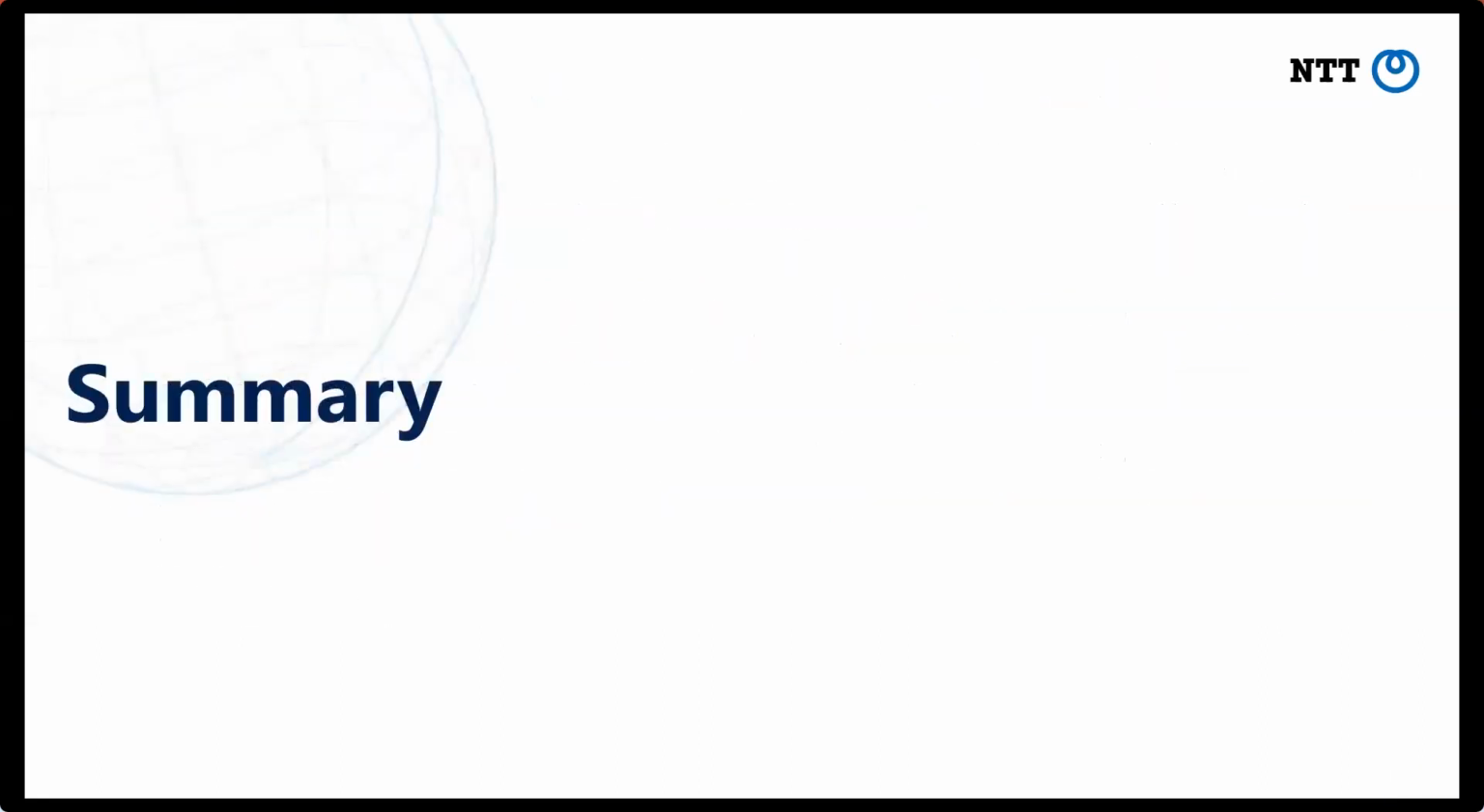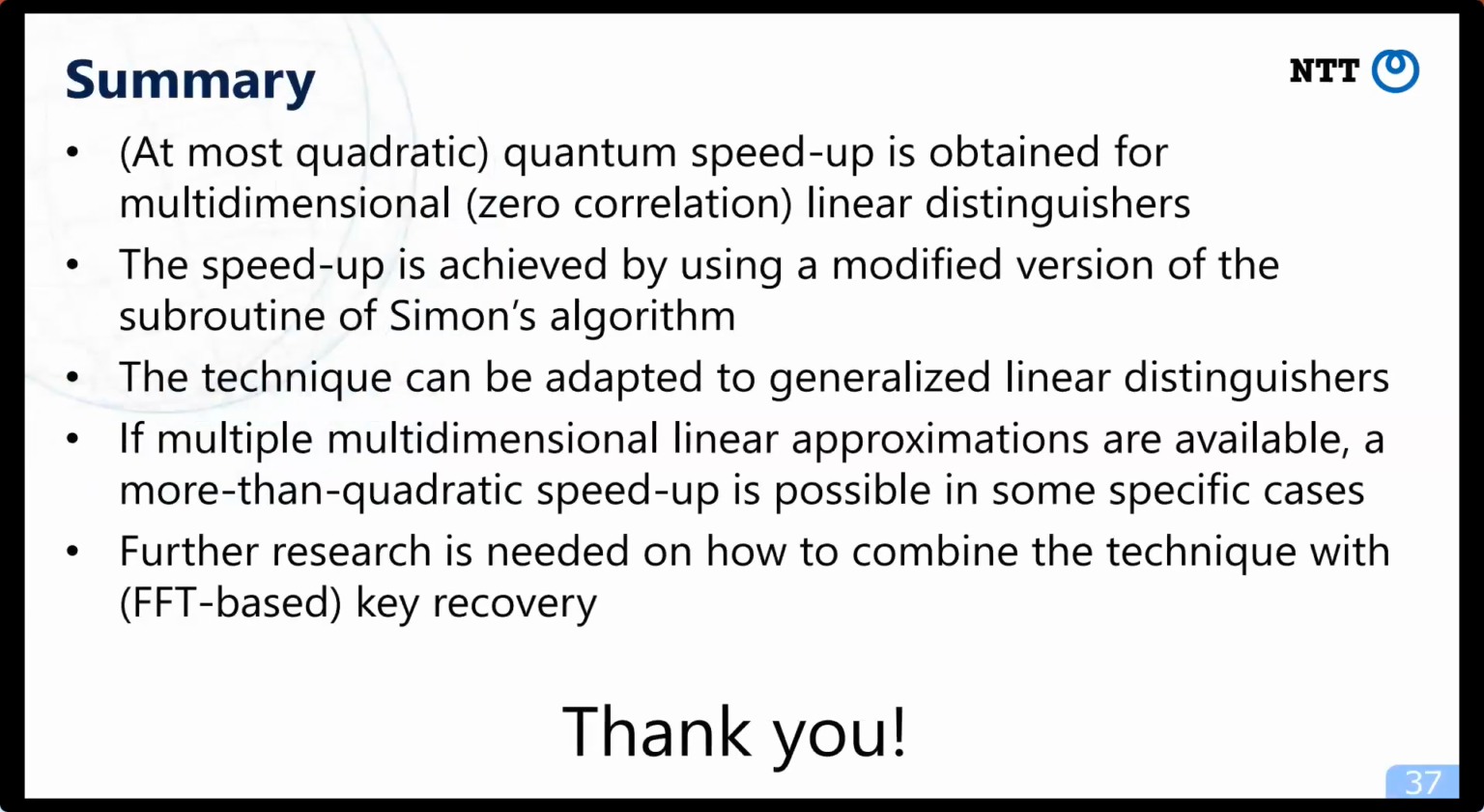Finally, I'd like to summarize today's topic. In our paper, we found at most quadratic quantum speedup for multi-dimensional and multi-dimensional zero-correlation linear distinguishers. The speedup is achieved by using a modified version of the subroutine of Simon's algorithm, and the technique can be adapted to generalized linear distinguishers. If multiple multi-dimensional linear approximations are available, sometimes a more than quadratic speedup is possible in some specific cases. Finally, further research is needed on how to combine our technique with FFT-based key recovery. That's all. Thank you for your attention.